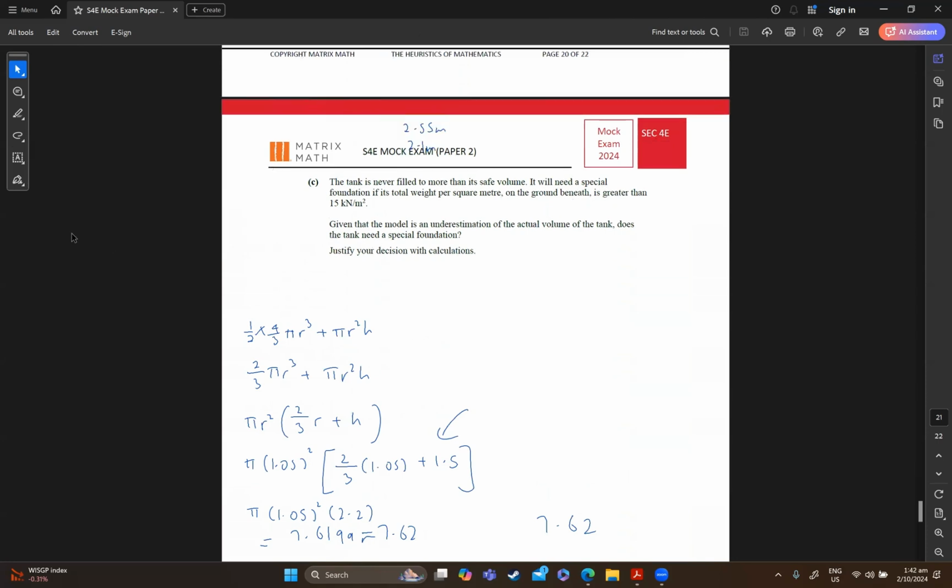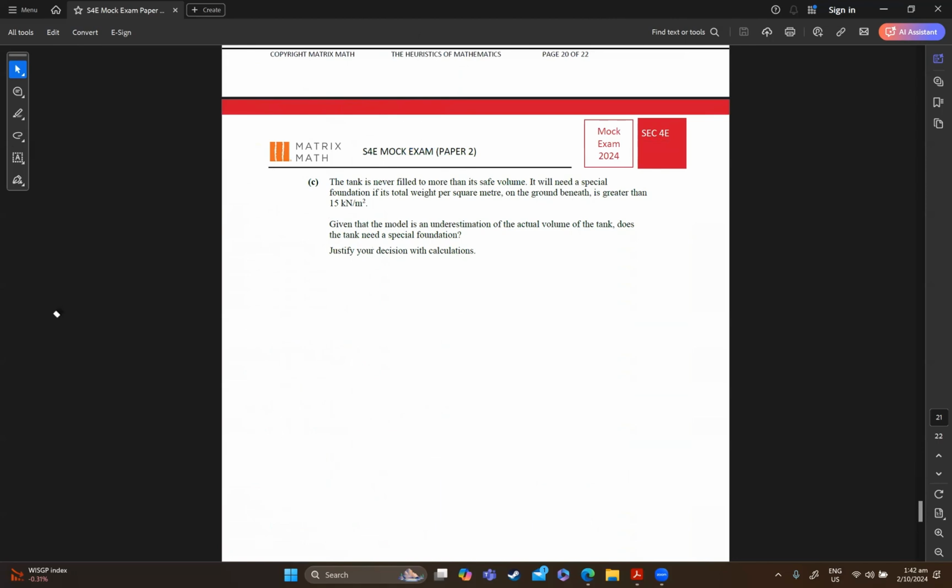Okay, part C. So there's a lot of info present in part C. So let's break it down first. As said earlier on, the tank is never filled to more than its safe volume. It will need special foundation if the total weight on the ground beneath is greater than 15 kilonewtons per meter square. So given that the model is an underestimation of the actual volume of the tank, does the tank need a specific foundation?